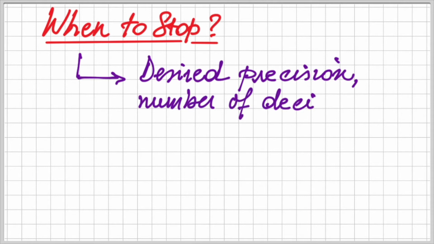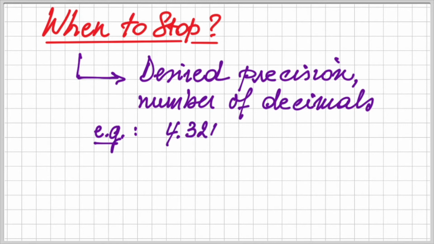We also have to look at the number of decimals. For example, the number 4.321 has, in this case, 3 decimals. It means that we have to have a precision of 3 decimals. Now, this is a different topic. This is about significant numbers, but we have to continue the calculation until we find a precision that is applicable in our case.